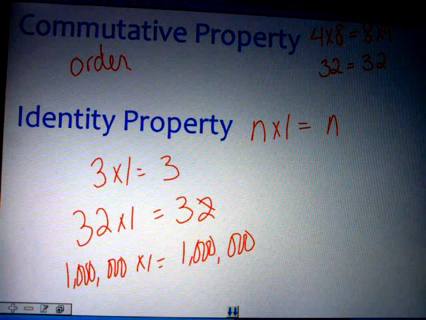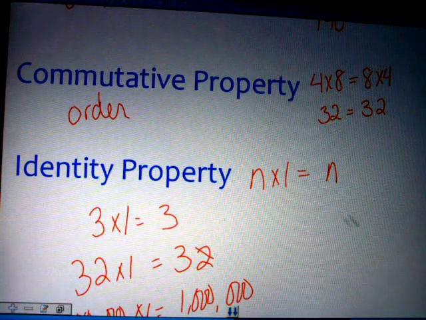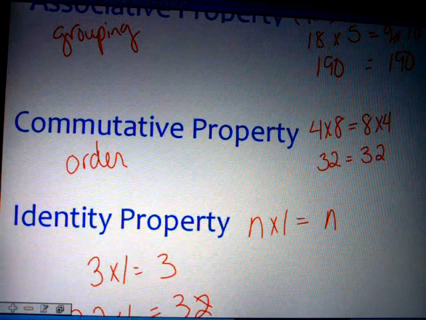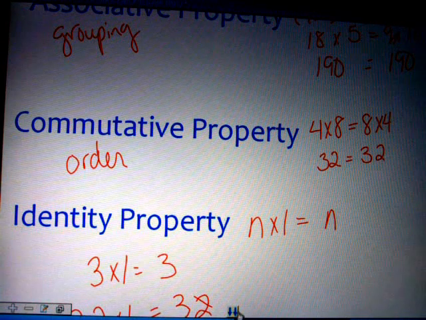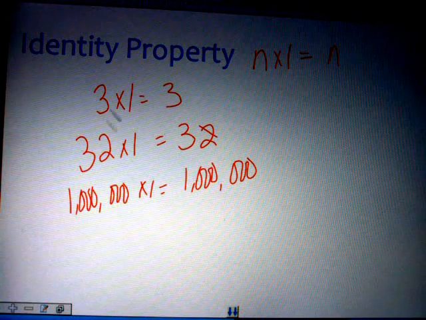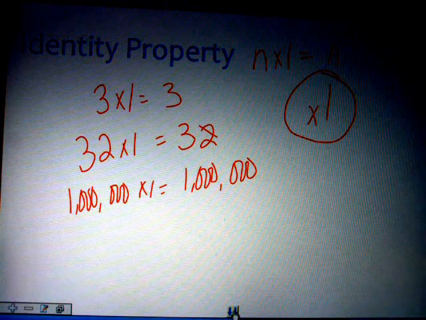So we've got these 3 properties here. The associative property has to do with grouping, the commutative property has to do with order, the identity property has to do with multiplying by 1. So let's clear this out and let's practice and see if you can identify which property this is.